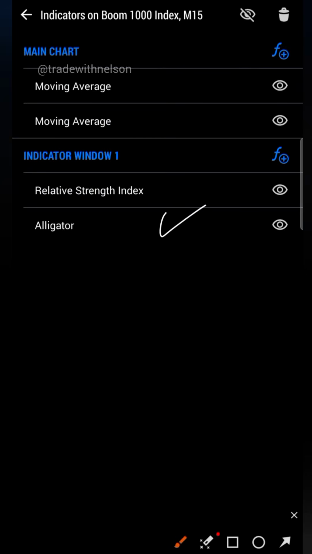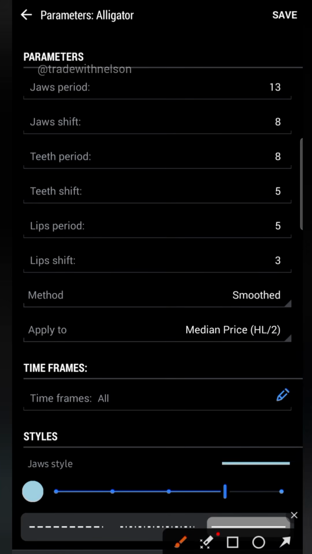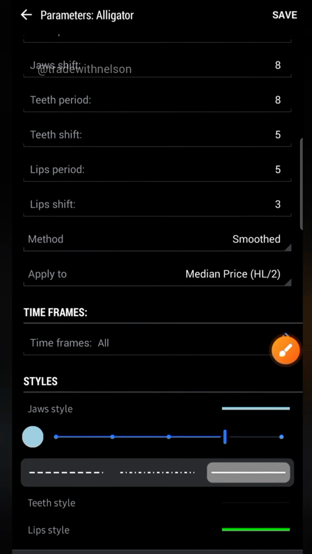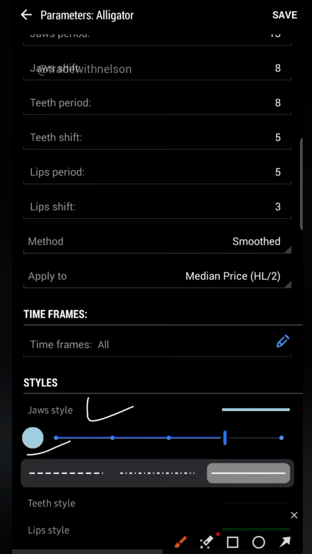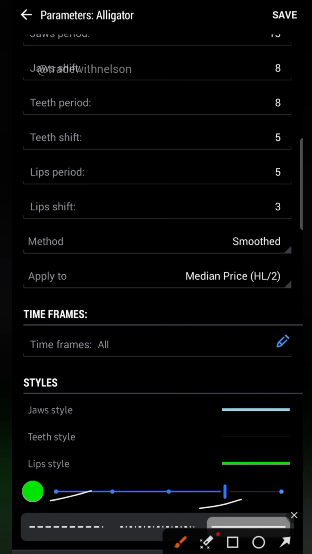And for the last indicator, which is the alligator, click on the F icon on the indicators window 1 and search for your alligator. Make the jaw period 13, jaw shift 8, teeth period 8, teeth shift 5, lips period 5, and lips shift 3. Method smoothed, apply to median price. For the style, make the jaw style a color of your choice, 3 pixel. For the lips style, make it a color of your choice, 3 pixel. After that, you click on save.